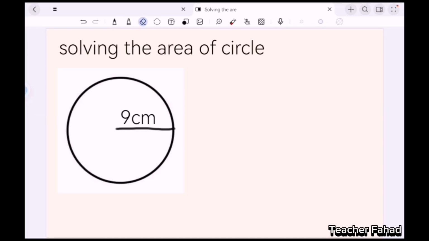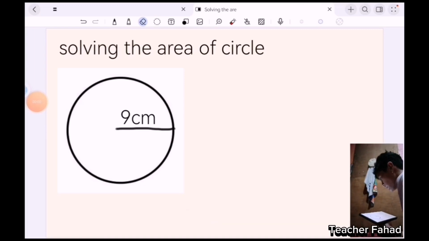So now children, do you know how to solve area of circle? No. But don't worry, teacher Pahat will teach you about area of circle, how to solve the two formulas. Teacher Pahat will really teach you how to solve step by step. Okay? So, teacher Pahat, please.